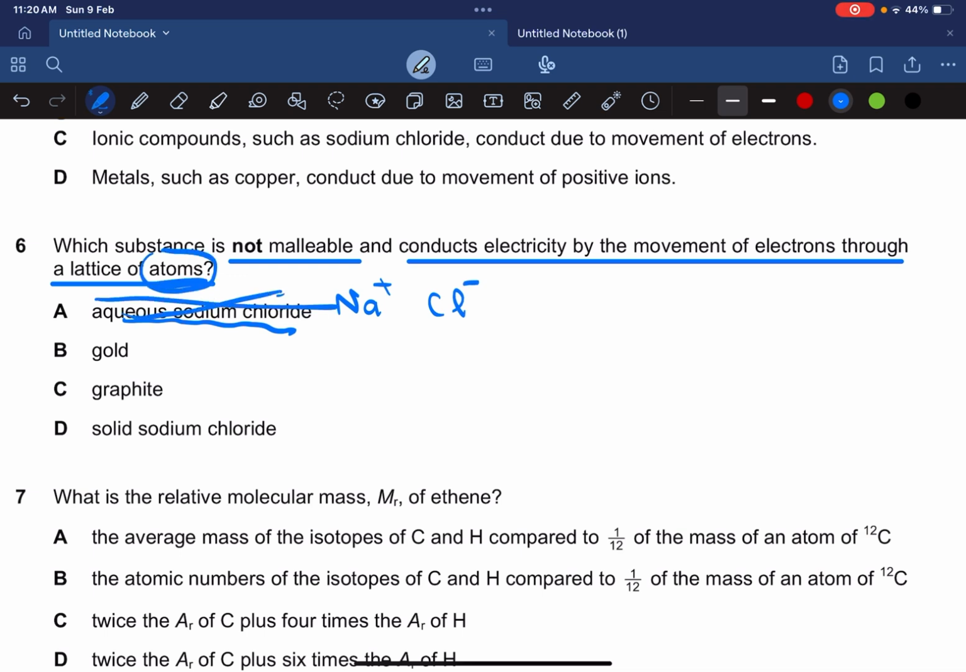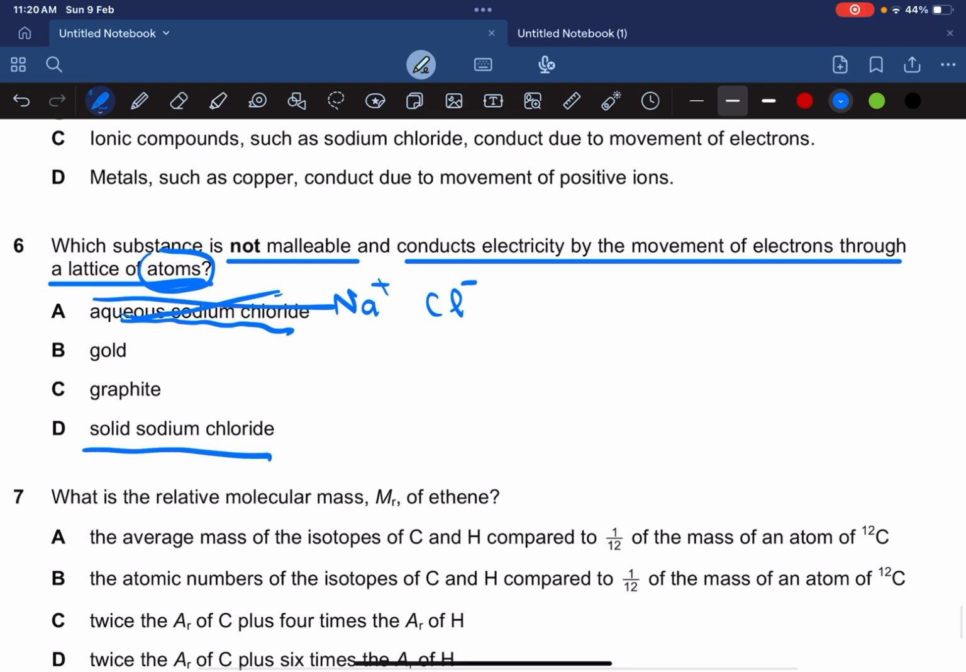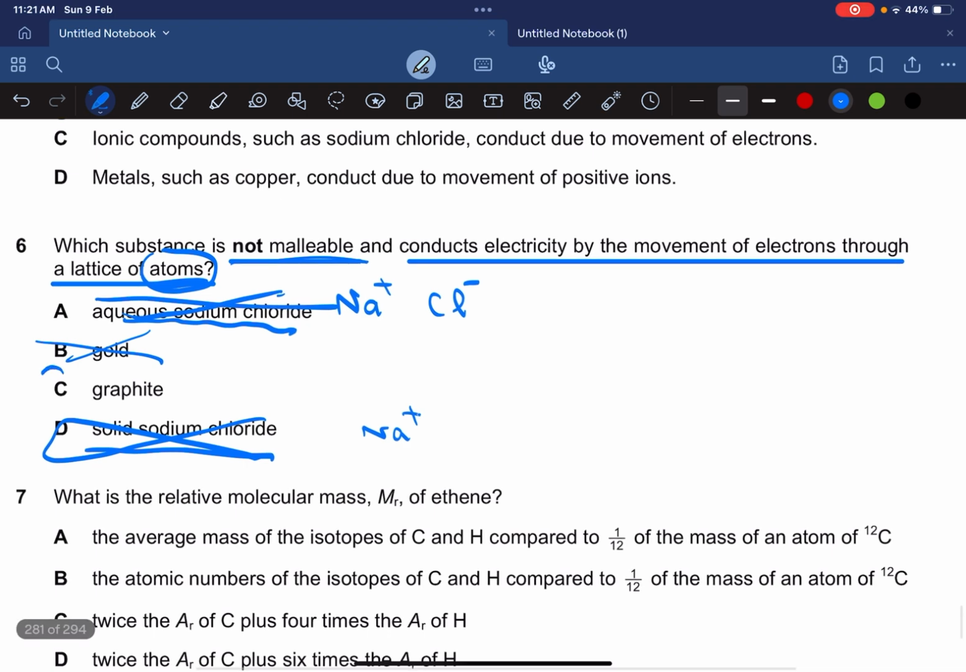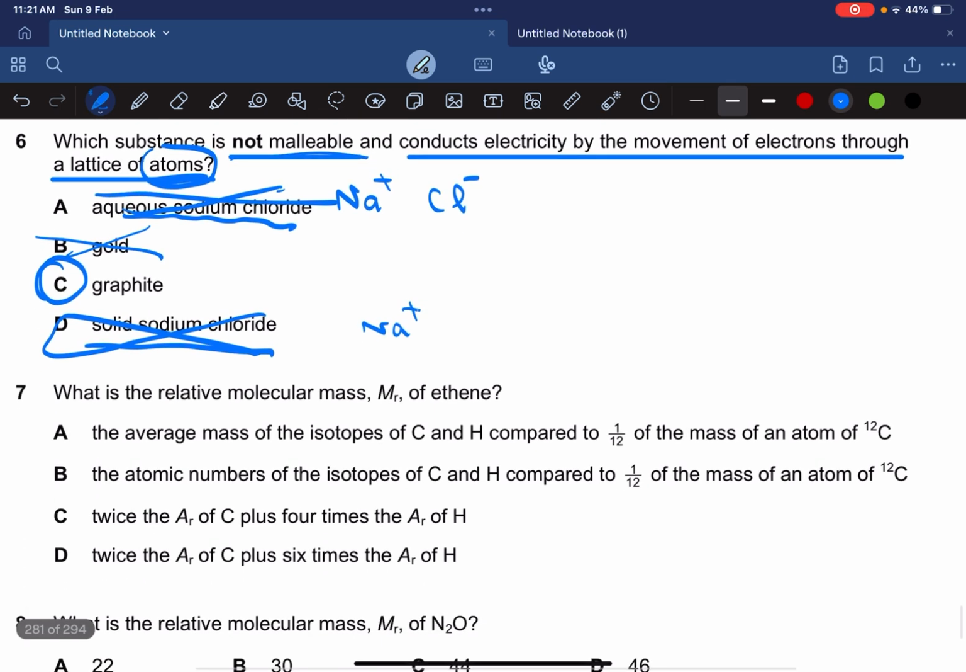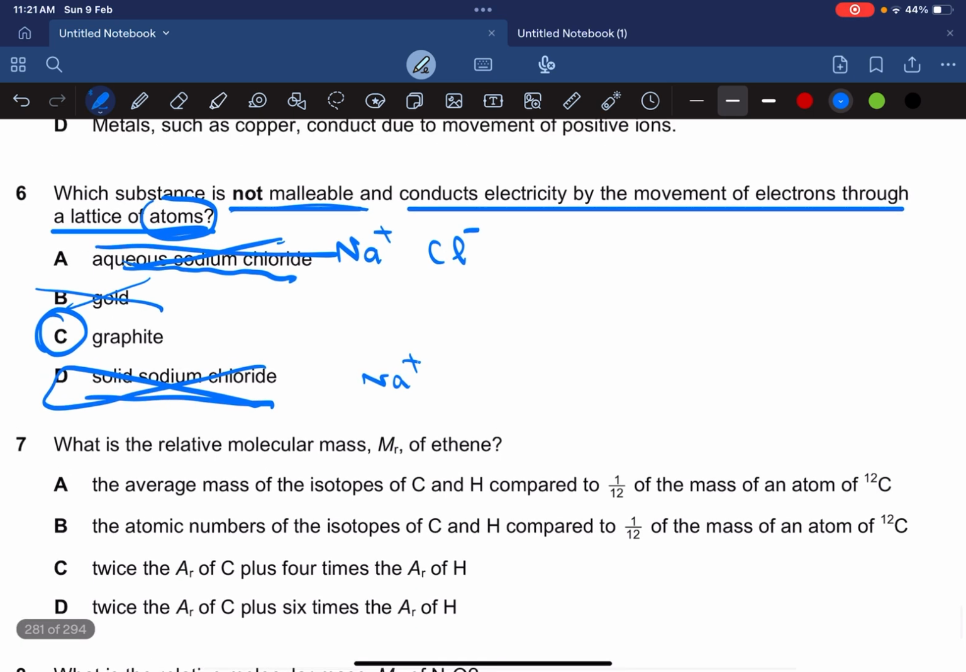For solid sodium chloride, there again are going to be sodium and chloride ions, and it does not have to be malleable. Gold is very malleable. You make jewelry out of gold because it can be turned into different shapes, so the answer is definitely going to be C. And graphite does not have ions, it has carbon atoms.